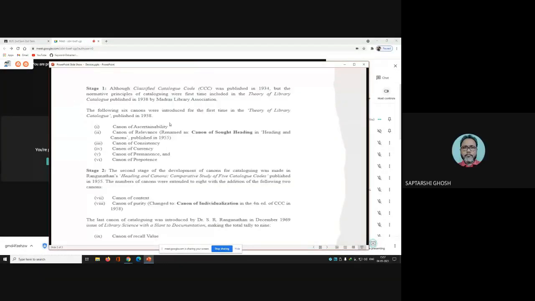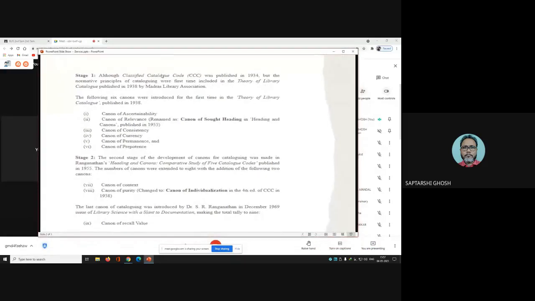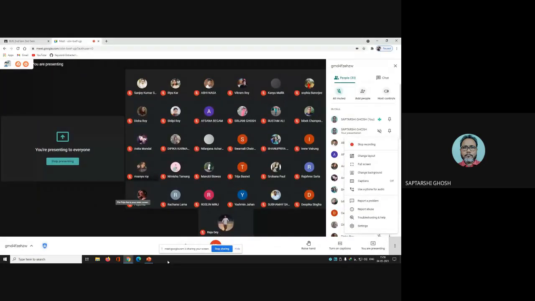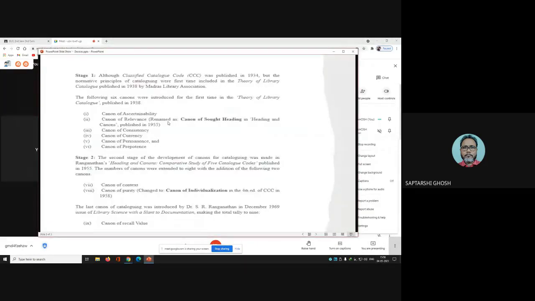Yes, sir. Okay. So now what I'm saying, the canons of cataloguing, canons of classification, these canons can be used not only for the preparation of a catalog card, they are also applicable for the preparation of a new catalog code. Now you can ask, what is a new catalog code? Can I develop a new catalog code?